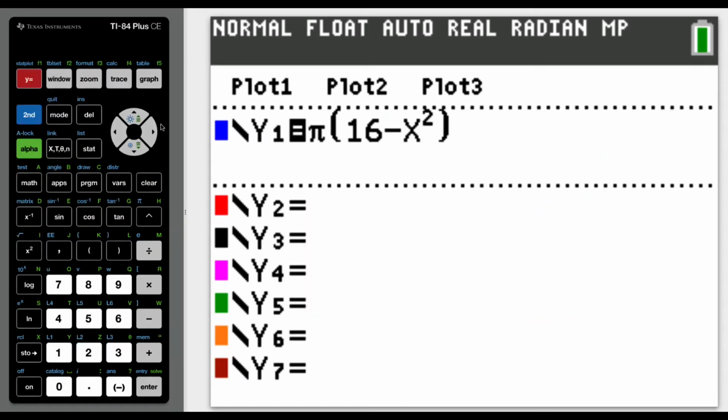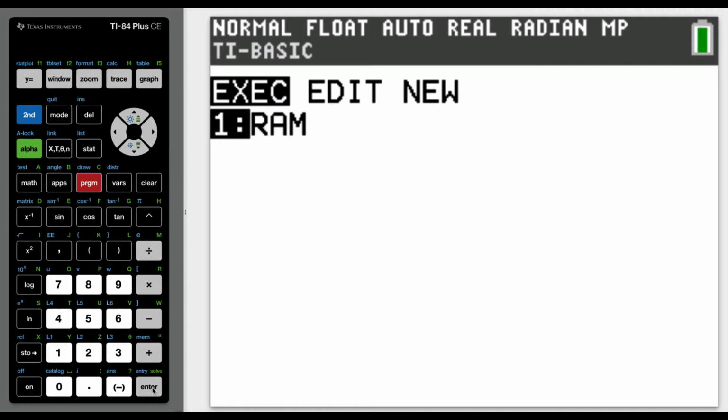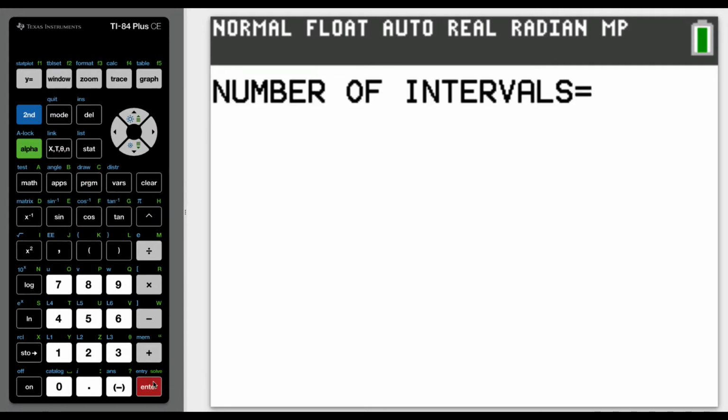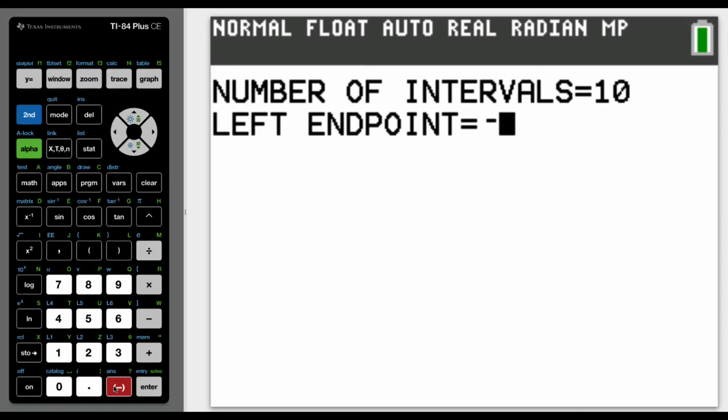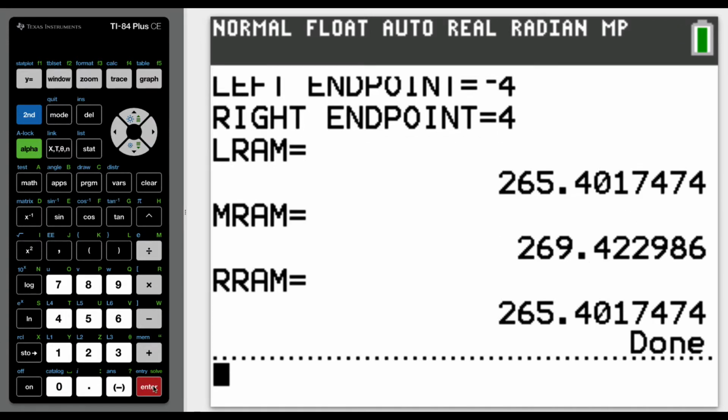So now I'm ready to head over to my calculator and use that rectangular approximation method program that we've got. In my y equals screen, I've already got that pi times the 16 minus x squared typed in. So I'm going to go to Program, select my rectangular approximation method. The number of intervals, let's start with 10 intervals here. The left endpoint is going to be at -4. The right endpoint is going to be at +4. And again, it'll spit out approximations for that volume. Like we talked about before, that middle approximation is going to be the most accurate.